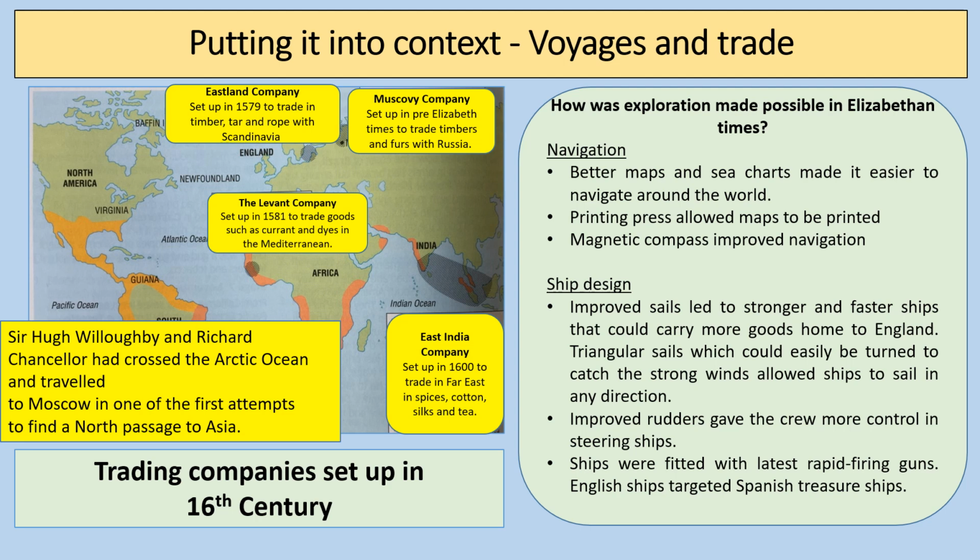So just a reminder of some of the different trading companies that set up in the 16th century. The Eastland Company was set up in 1579 to trade in timber, tar and rope with Scandinavia. The Muscovy Company was set up in pre-Elizabethan times to trade timbers and furs with Russia, and that was a company that still existed in Elizabethan times. The Levant Company was set up in 1581 to trade goods such as currant and dyes in the Mediterranean. And the East India Company was set up in 1600 to trade in the Far East in spices, cotton, silks and tea.